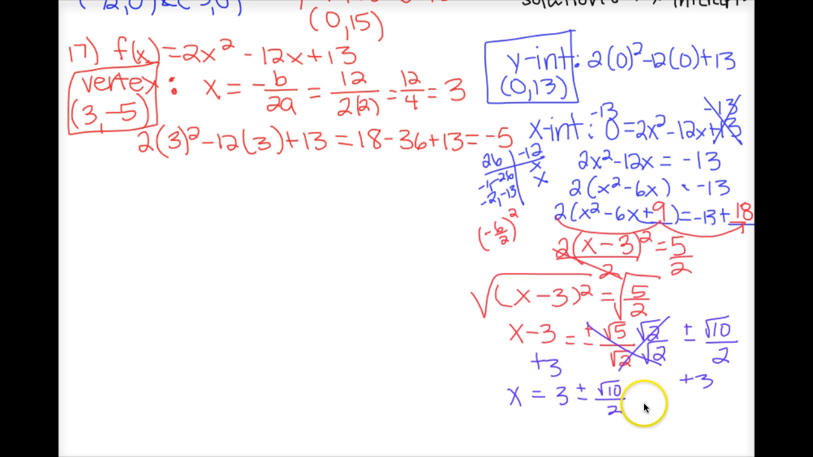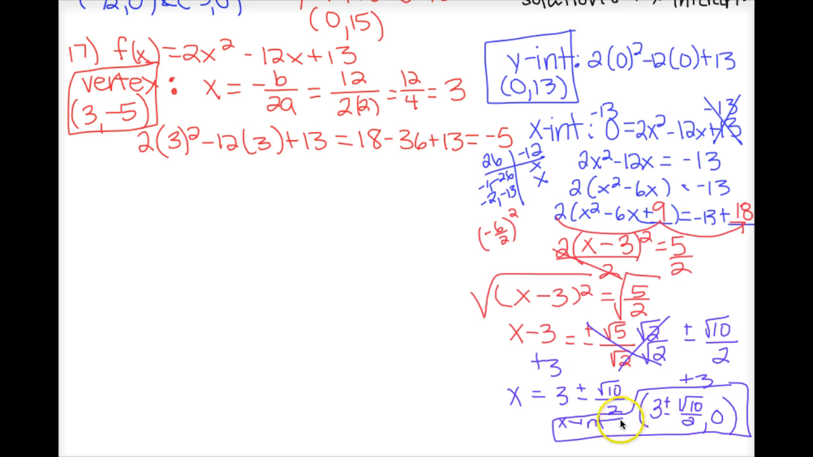So remember, these are x-intercepts, so I leave them in intercept form, meaning they need to be an ordered pair. So I'm just going to put plus or minus in there. If you list them separately, that's totally fine. That's up to you. So these are your x-intercepts. 3 plus radical 10 over 2 and 3 minus radical 10 over 2. All right, so those are good to go on x-intercepts.